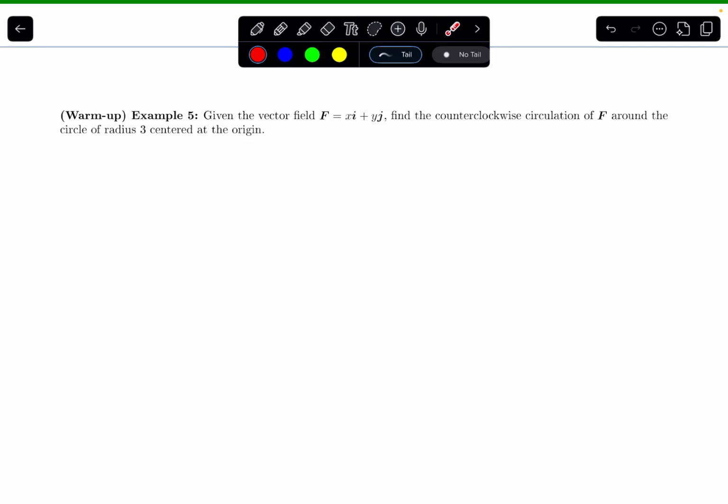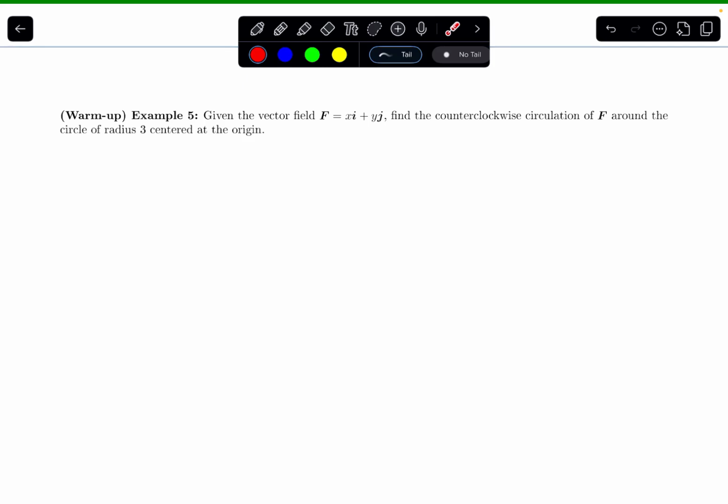In this video, we are going to do an example finding a line integral of a vector field. So the problem says, given this vector field f, find the counterclockwise circulation of f around the circle of radius 3 centered at the origin. Let's get it started together to make sure we know what these terms mean, and then I'll give you time to try it.